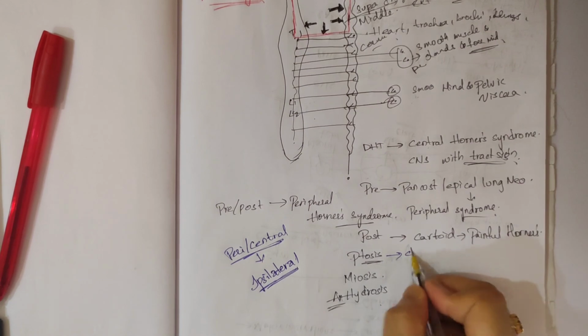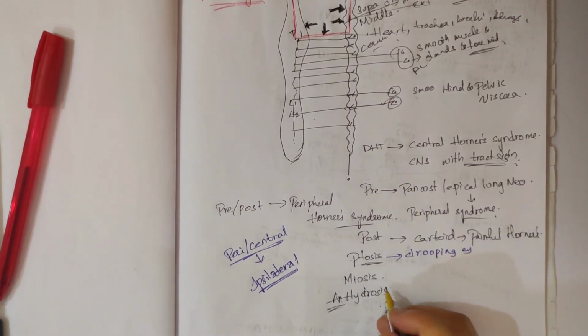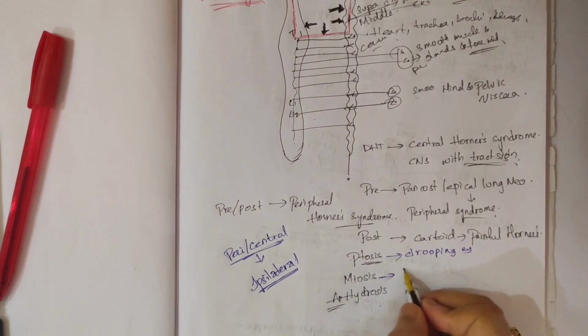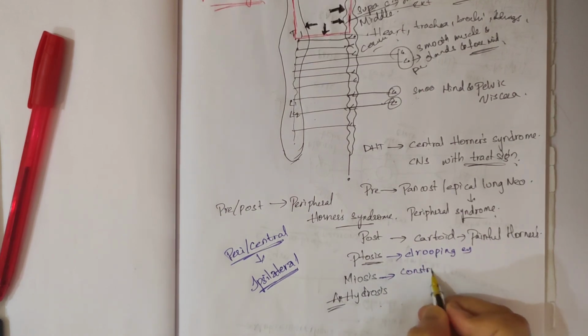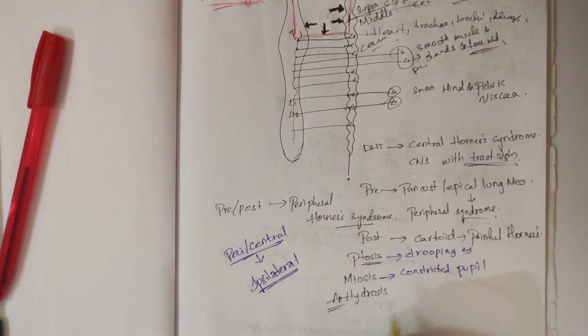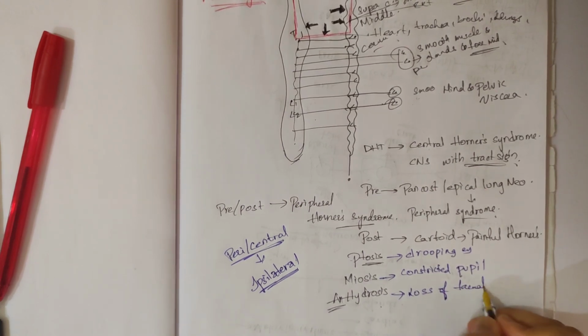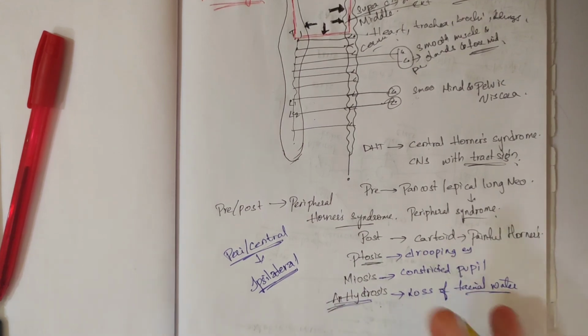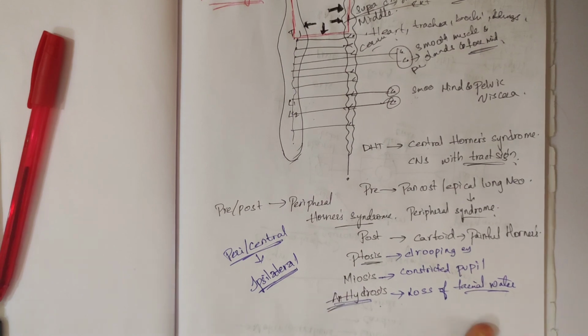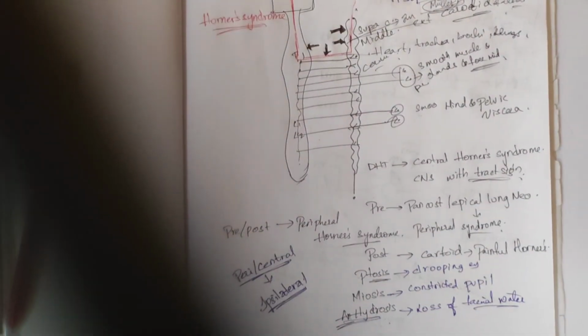Ptosis is nothing but a drooping eyelid, and miosis is a constricted pupil, and anhidrosis is loss of facial water. Anhidrosis, loss of water. We can know that. And this is it about the sympathetic.